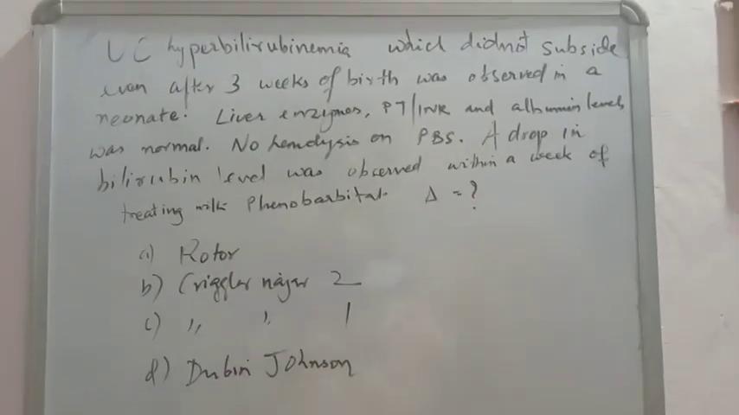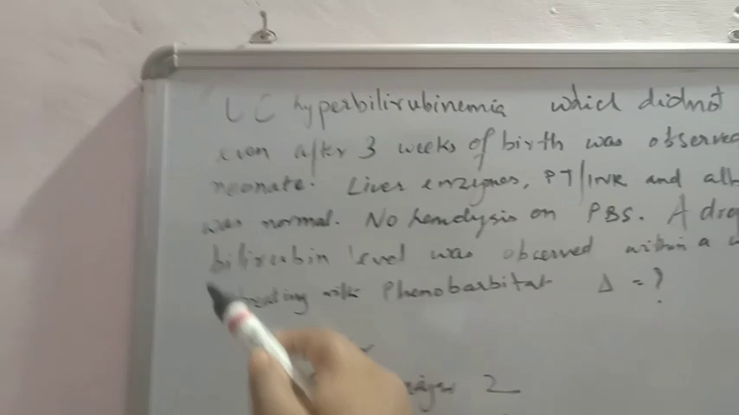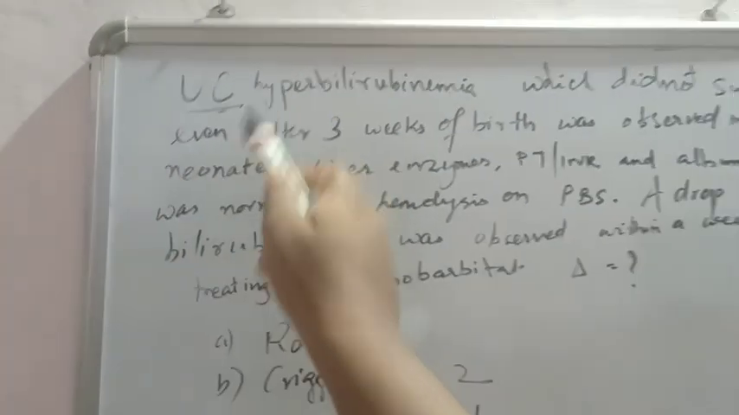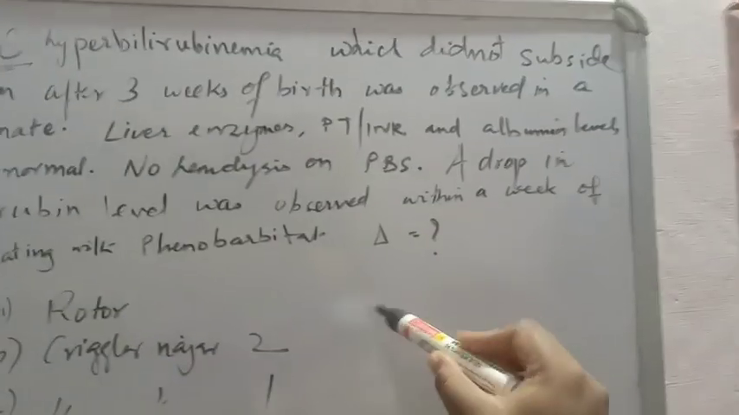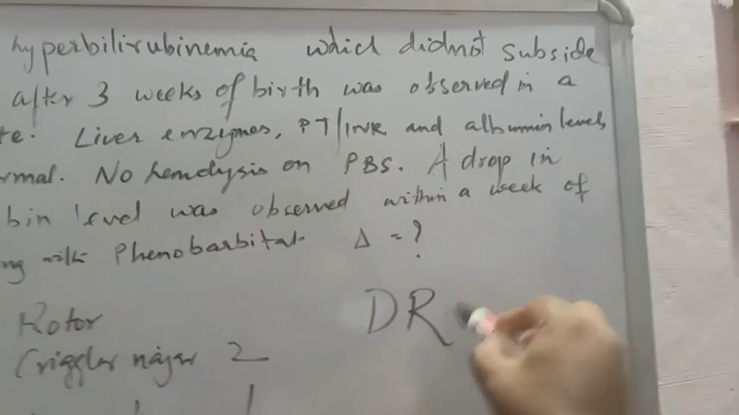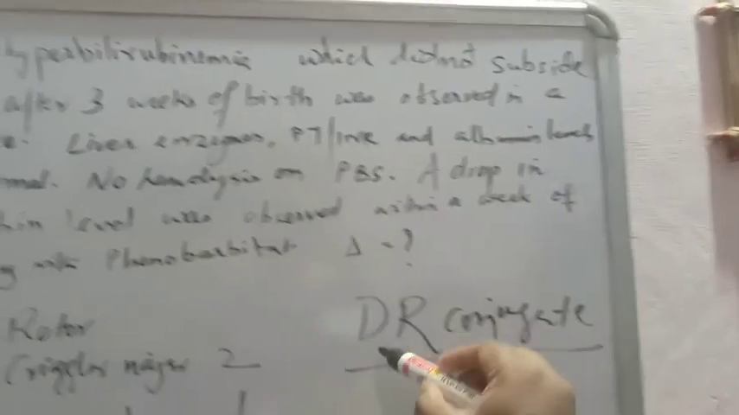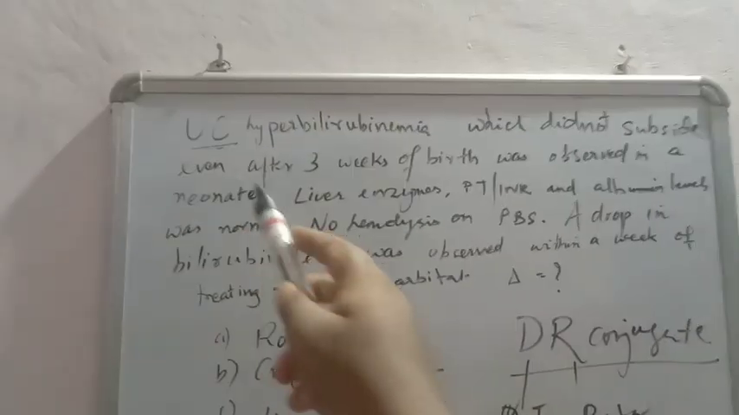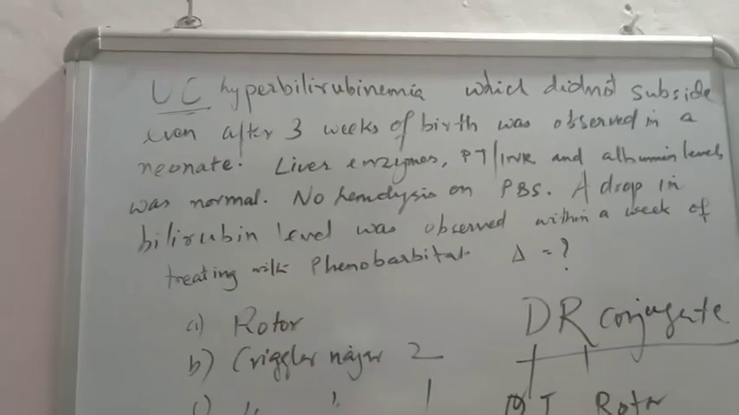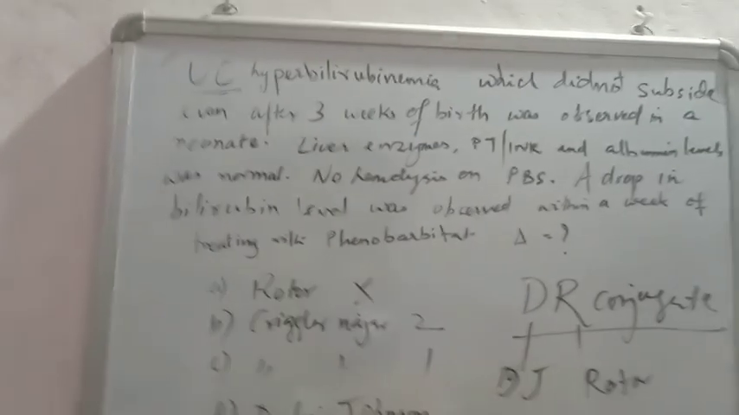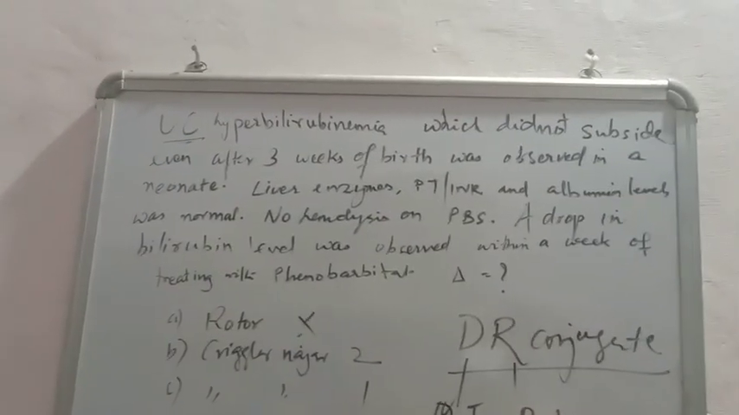So I will not tell the answer first. Let me just tell you a simple thing. It is unconjugated hyperbilirubinemia. Unconjugated. So you remember this mnemonic? Doctor conjugate. Just remember this, doctor conjugate, which basically means that Dubin-Johnson and Rotor are conjugated. So unconjugated is there in the question, so Dubin-Johnson and Rotor are gone. Next we have Crigler-Najjar type 1 and type 2.